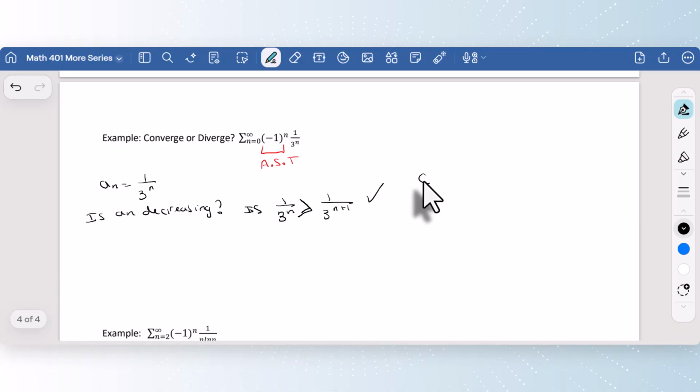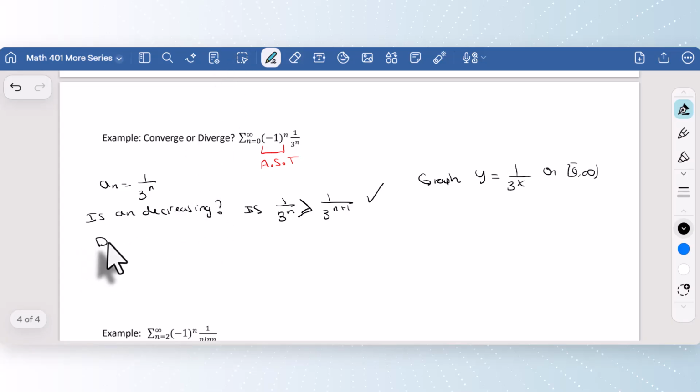You could also graph on your calculator y equals 1 over 3 to the x on 0 to infinity and see what it does there. Is it decreasing? You should see that it decreases. And that's 3 to the x, not 3x.